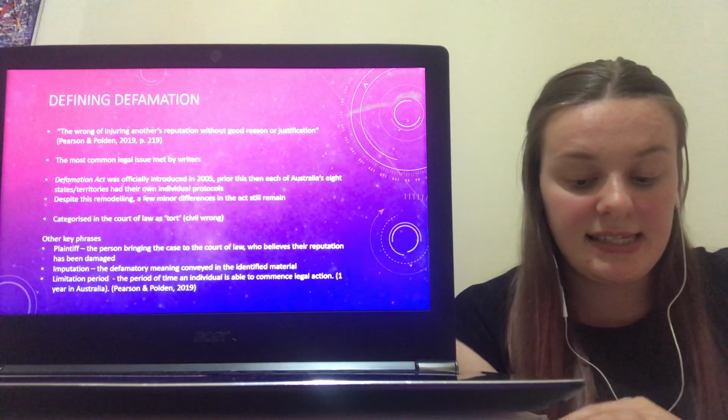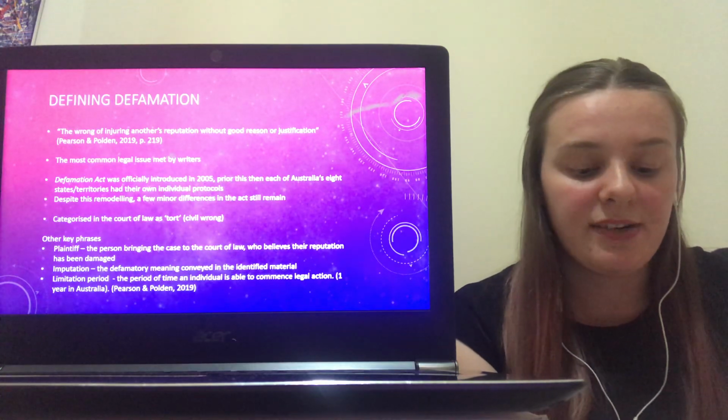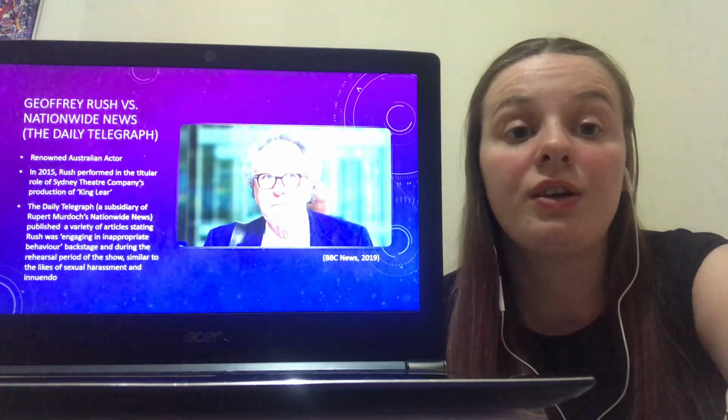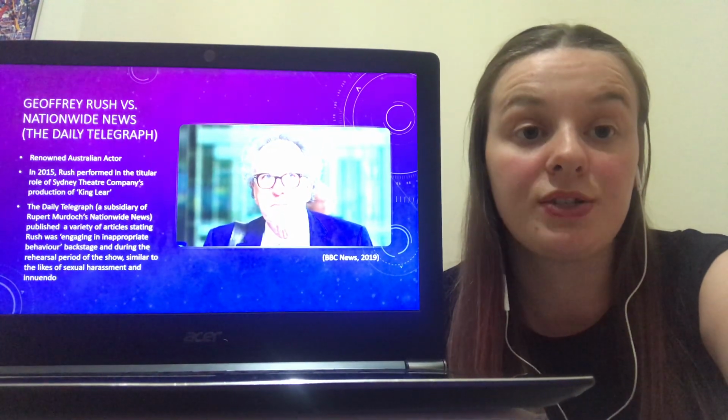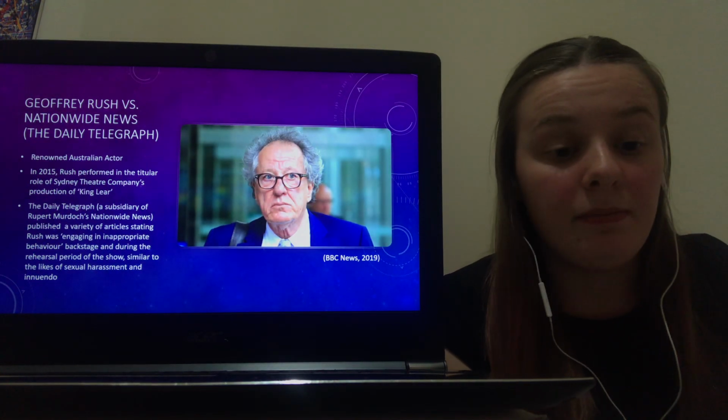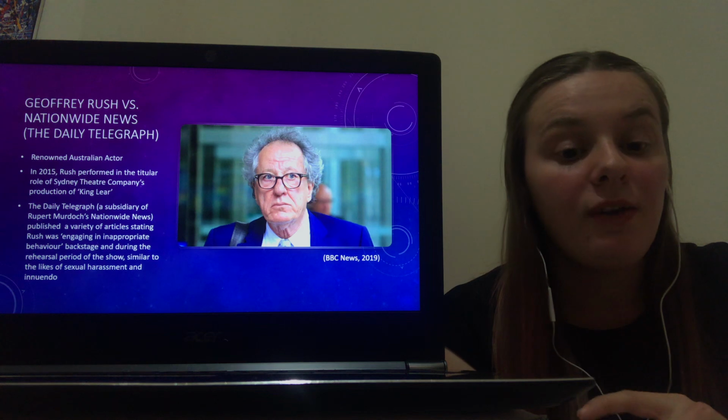To help better recognise these elements, I'll be referring to the 2019 defamation case between Geoffrey Rush and Nationwide News. Now, Geoffrey Rush is an Oscar award-winning Australian actor who is best known for his roles in The Book Thief, The King's Speech, and the Pirates of the Caribbean franchise.